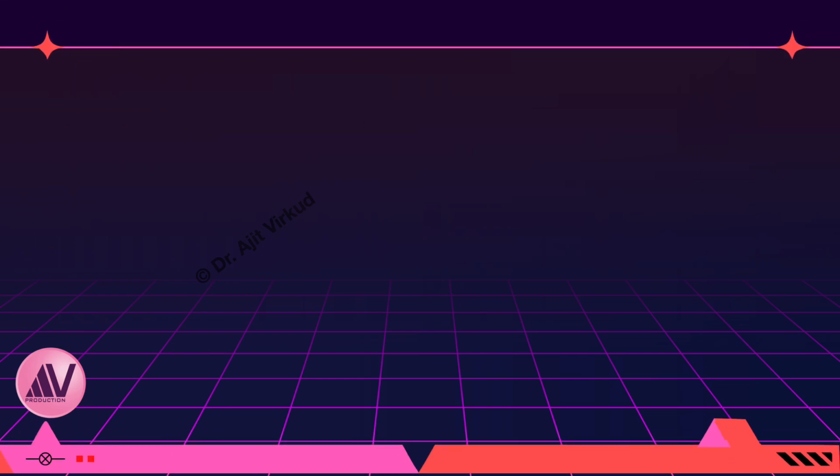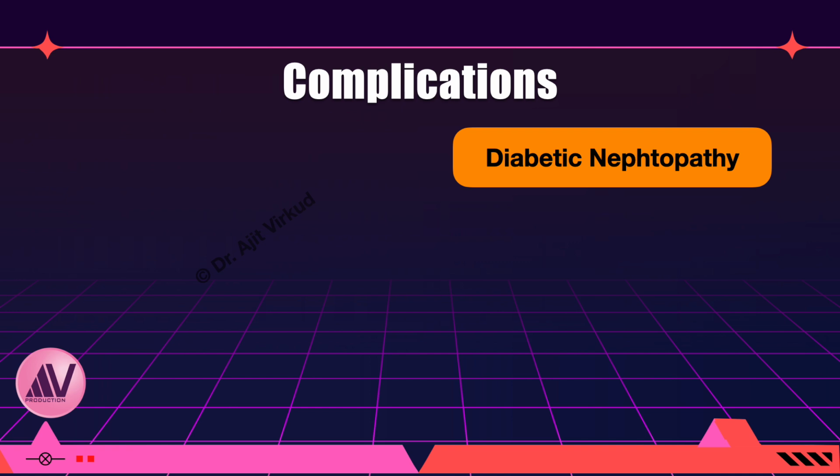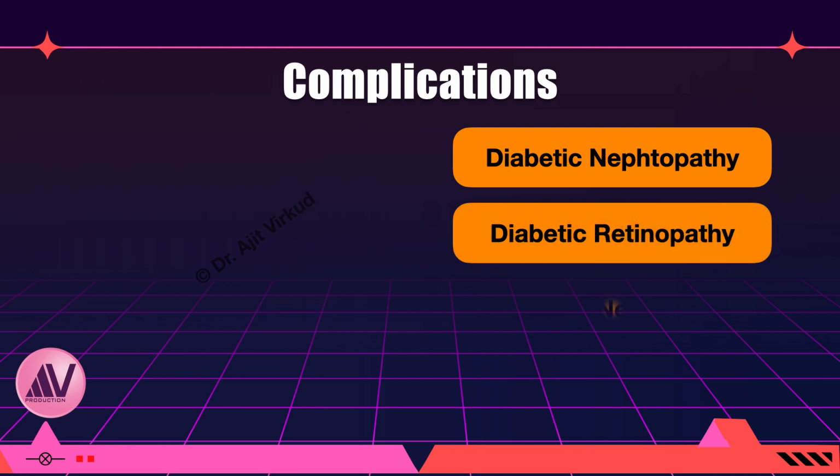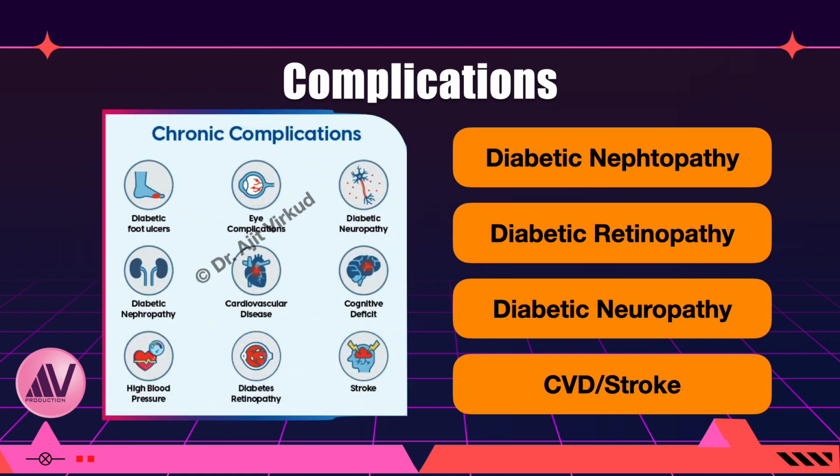Long-standing untreated diabetes mellitus is associated with many chronic complications. Chief among them are diabetic nephropathy, diabetic retinopathy, diabetic neuropathy, cardiovascular disease, and stroke. There are many others, but I cannot list all of them. Remember, diabetes affects all major organs in the body. Also note that diabetes per se does not kill the patient. It is the major complications mentioned here which are responsible for the mortality associated with diabetes mellitus.